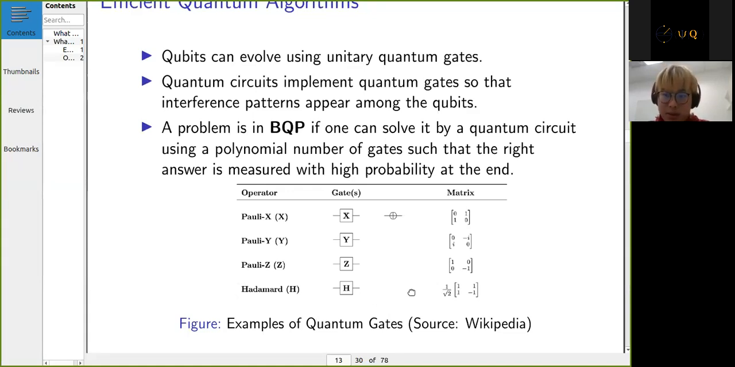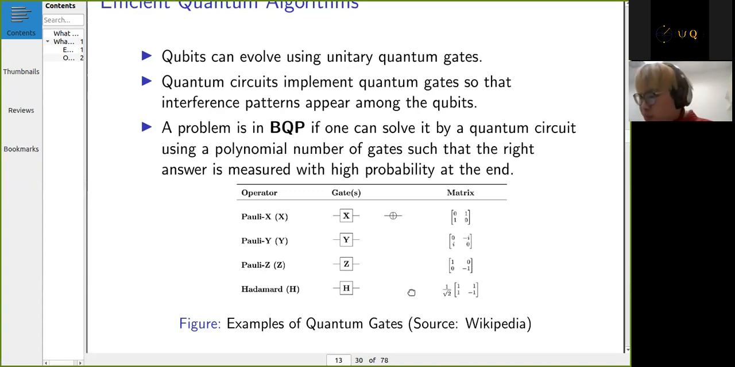And so what do quantum circuits do? They implement these quantum operations such that different interference patterns appear among the qubits. As I just mentioned, the design of quantum algorithms is very delicate, and we would want to implement quantum gates in such a way that, whatever problem we're trying to solve, we will measure the correct answer at the end with high probability.